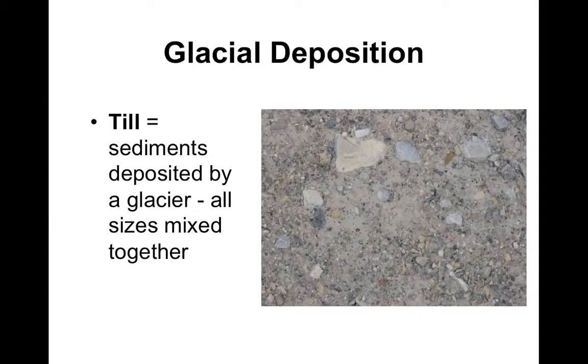A lot of our soil here in New England is made of till, and that's why if you garden around here, you end up digging up so many big rocks because it's got all sizes, including these large cobbles in with the silt and the mud and the sand. And that's because a glacier acts like a bulldozer. It jumbles up all the sediment as it pushes it in front of it.